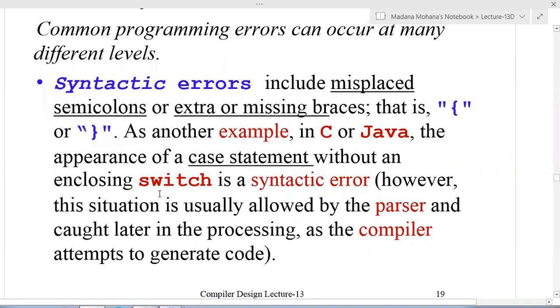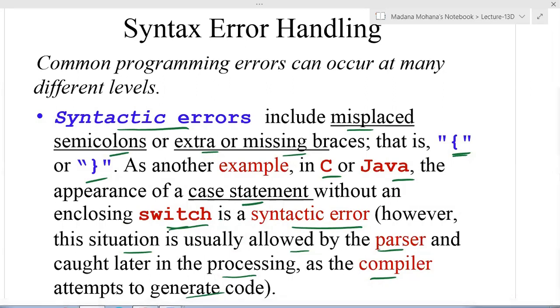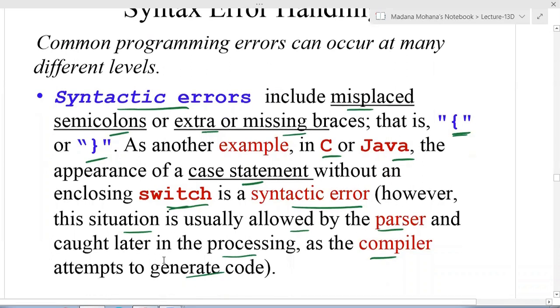Then the other type of errors, syntactic errors, which are related to our current phase, syntax analysis or parser. Syntactic errors also include misplaced semicolons or extra or missing braces. So that is the brace like this, open brace or closed brace. It may be extra braces or some missing braces. As another example, in C or Java programming languages, the appearance of a case statement without an enclosing switch is a syntactic error. However, this situation is usually allowed by the parser and caught later in the processing as the compiler attempts to generate code. So here the switch case enclosures are not there, within the function with the arguments. So this is also one of the examples. These are all examples of syntactic errors, which are handled by syntax analysis or parser.